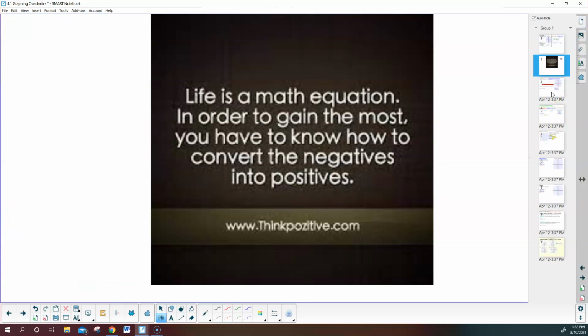All right, here's the quote for today. Life is a math equation. In order to gain the most, you have to know how to convert negatives into positives.